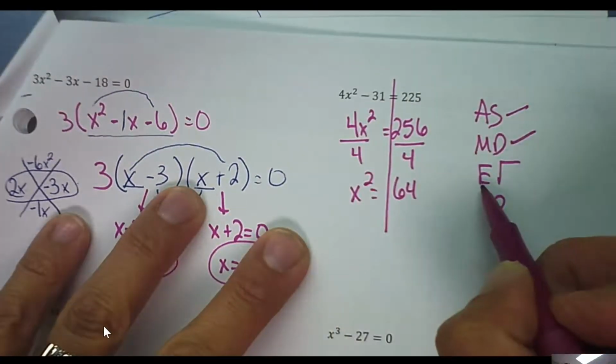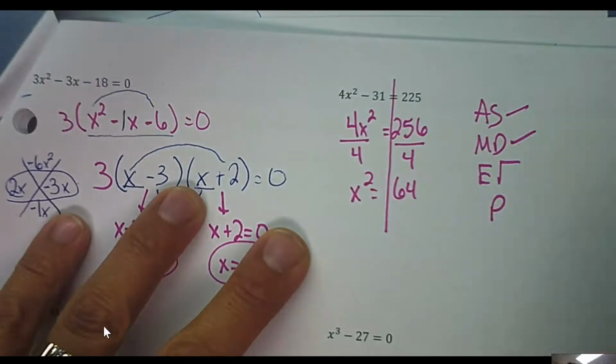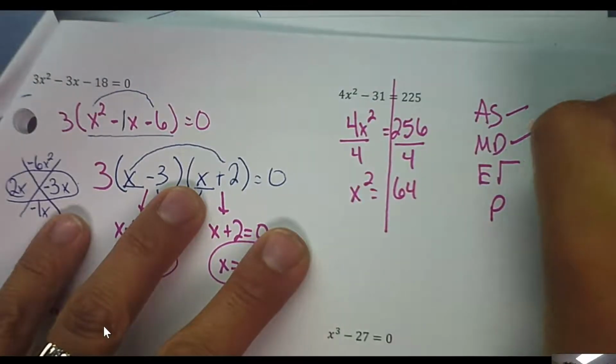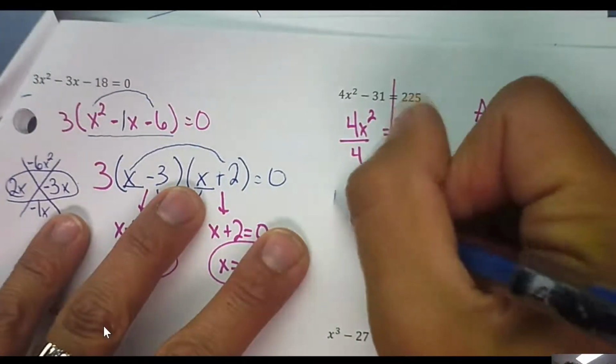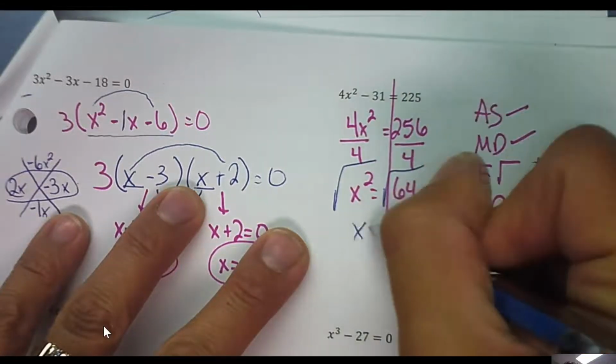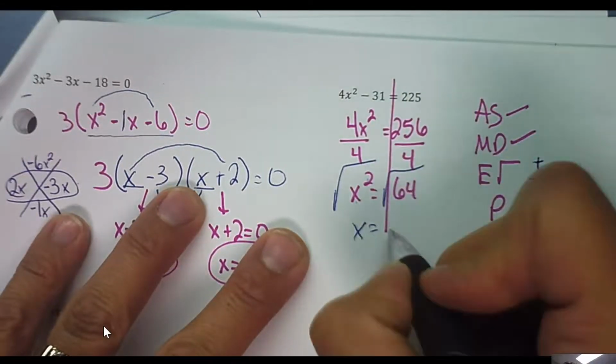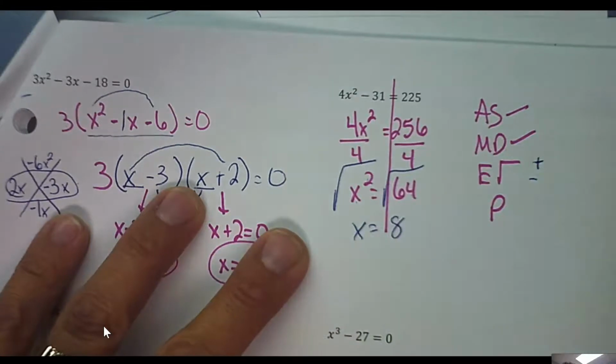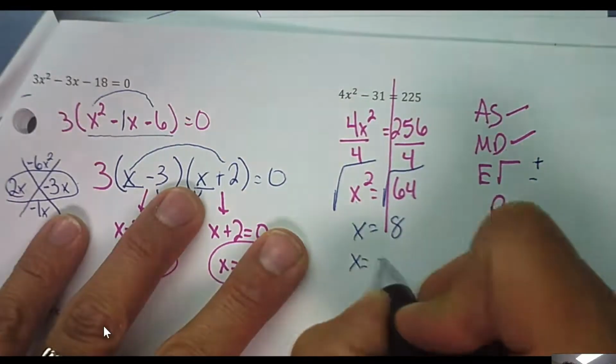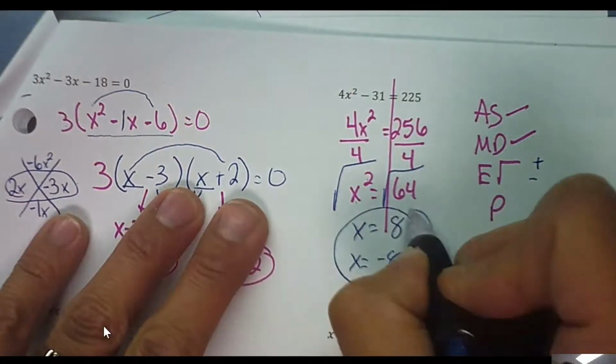And now to undo the exponent, I'm going to square root. And remember, it's in this step that you get two answers. So to undo the square, I square root. And what squared can give me 64? Well, 8 times 8, but also negative 8. So there are my two answers.